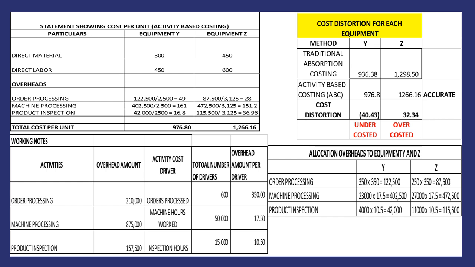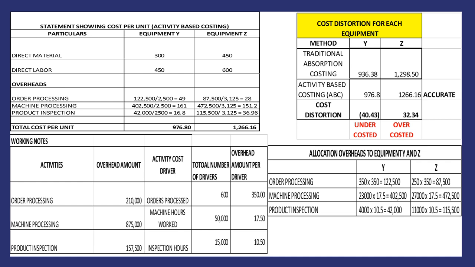You have to compare the cost per unit under the absorption costing method with the cost per unit under the activity based costing system. If in absorption costing the cost per unit is less, it is called undercosted. If it is more, it is called overcosted. So here, according to traditional costing, it is only 936.38 compared to 976.8 under ABC. So compared to ABC, 936.38 is less. Less means under. That's why it is called undercosted. So for equipment Y, cost per unit is undercosted.